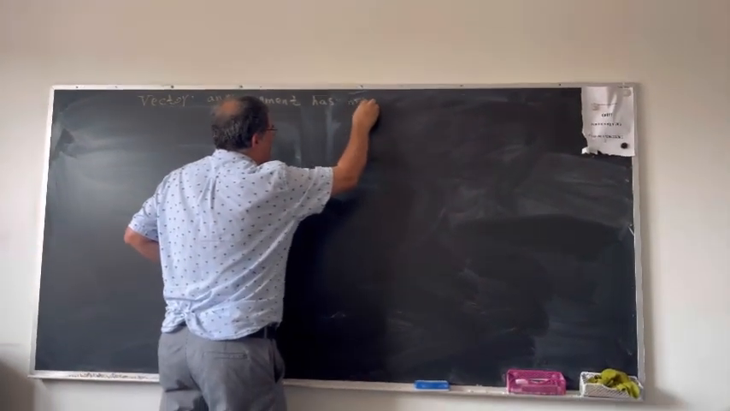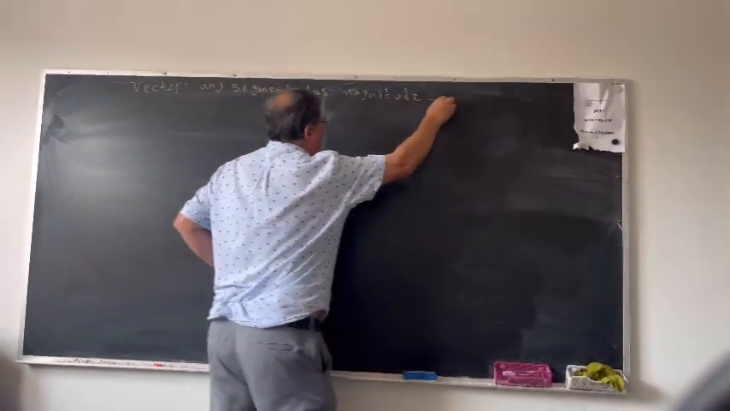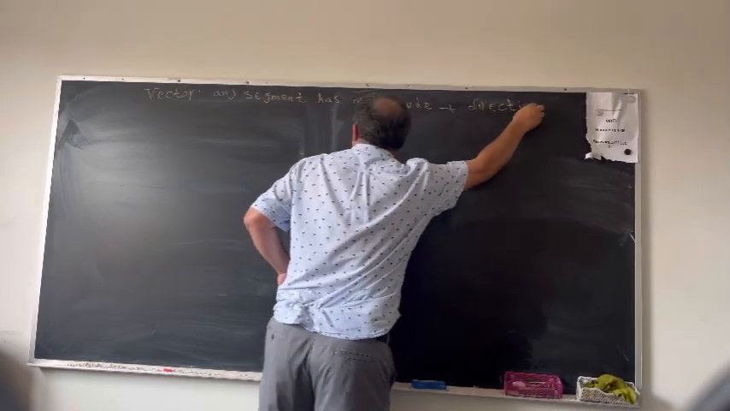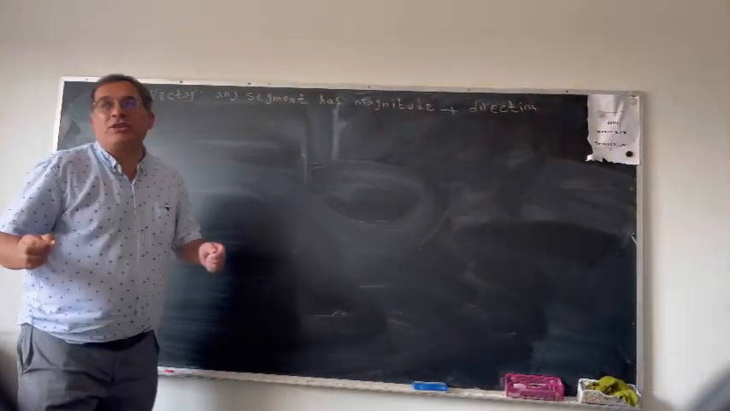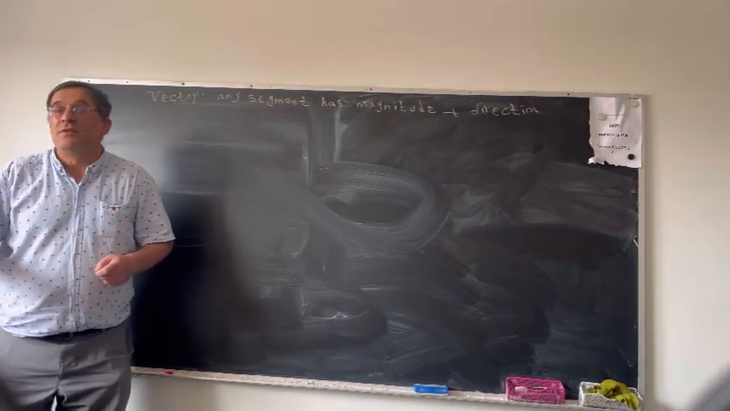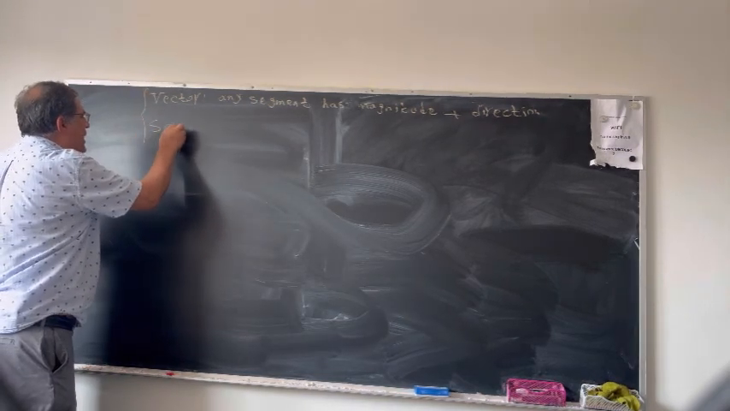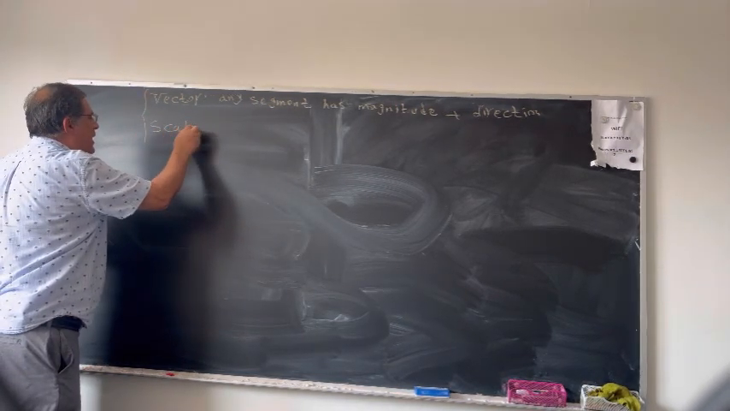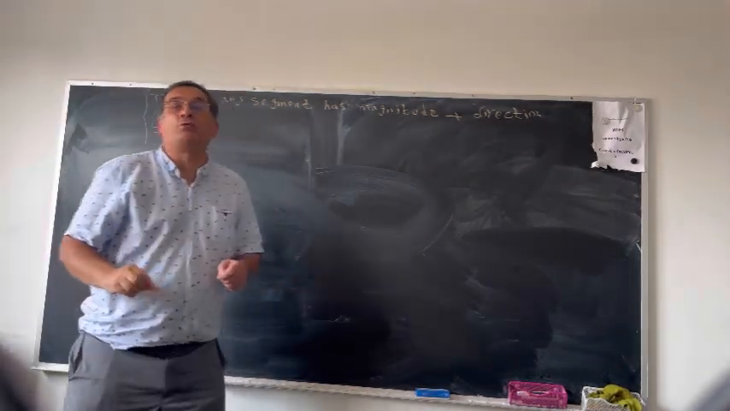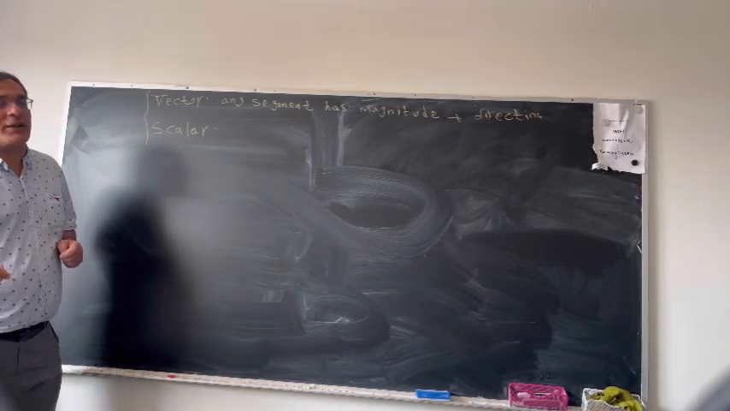has a magnitude plus direction. So anything you measure in the board, you divide it by two different categories, a scalar and a vector.